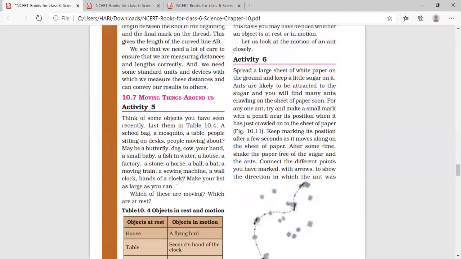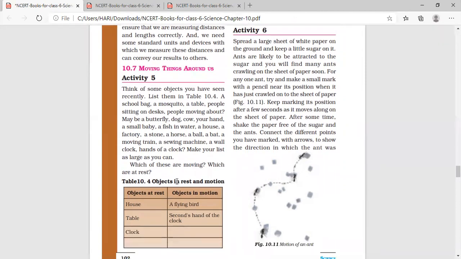So what you have to do? You have to make a list of the things which we have seen recently. Then after that we will see which of the objects are moving. You can see a house. The house will not be moving. So we will be making two columns. First one for objects at rest. At rest means objects which are not moving, and objects in motion, which are moving.